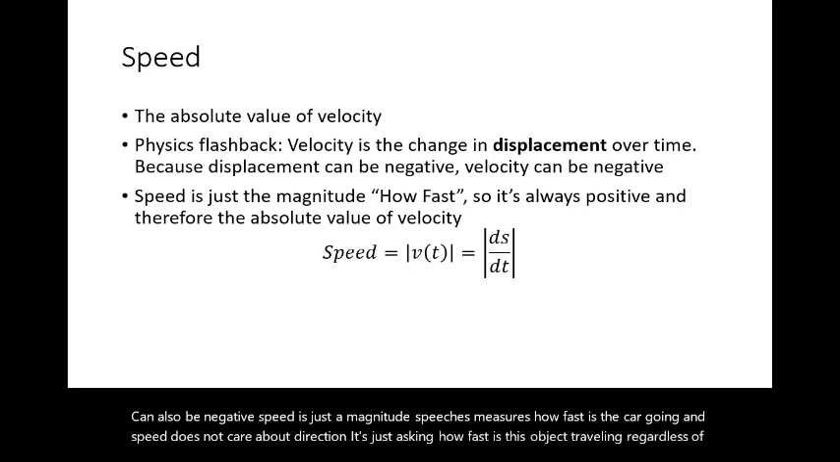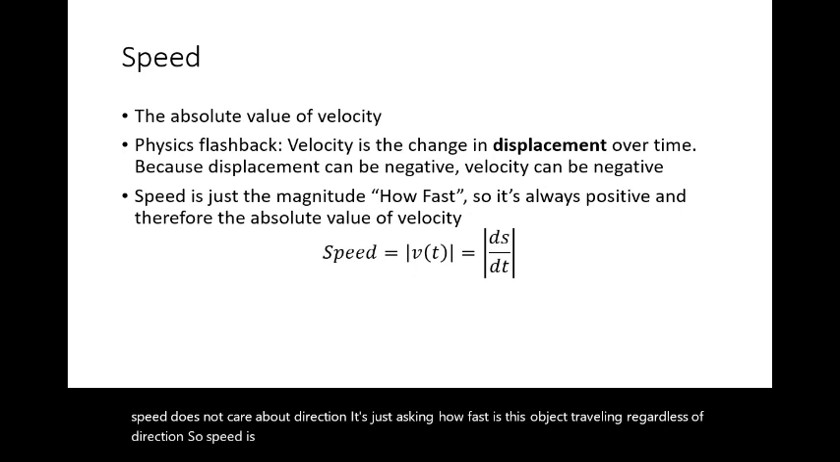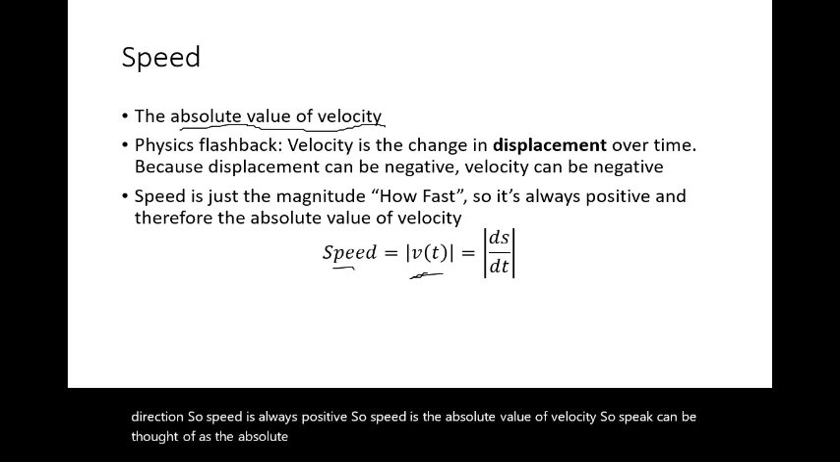So speed is always positive. So speed is the absolute value of velocity. So speed can be thought of as the absolute value of velocity, or you can also think of speed as the absolute value of the derivative of position.